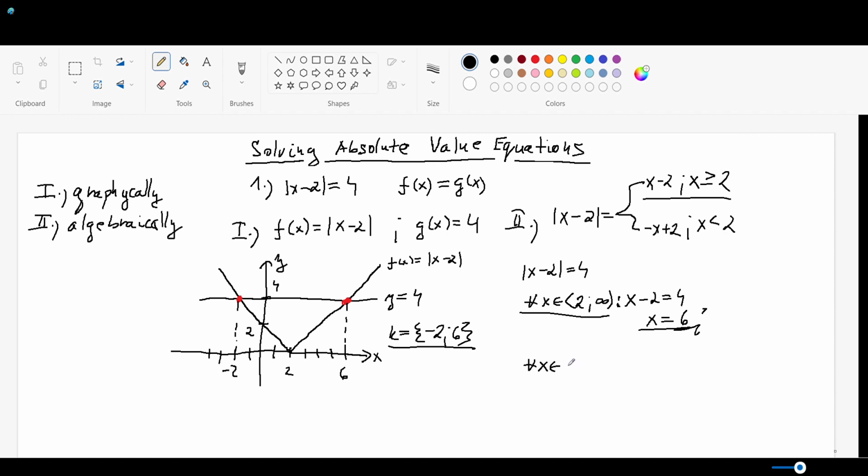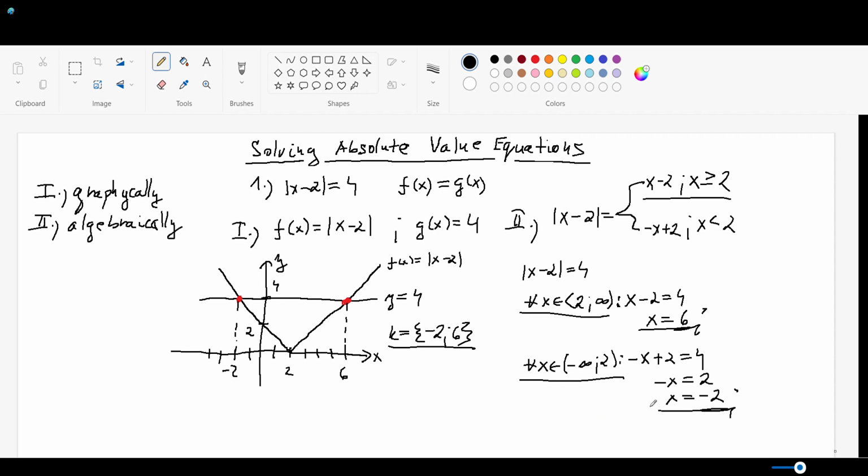So the next representation is for x being from the interval negative infinity to 2, and the equation is then represented by where do I have it? Here. Okay, again I'm reading this information from this path, which means take away x, or negative x plus 2 is equal to 4, which means negative x is equal to 2, so x is equal to negative 2. This is my second solution for x being from this interval.